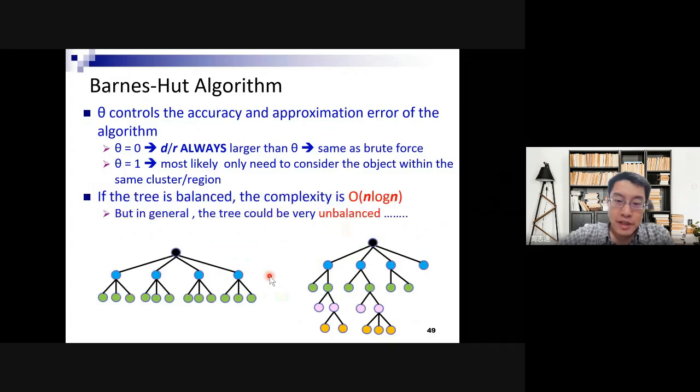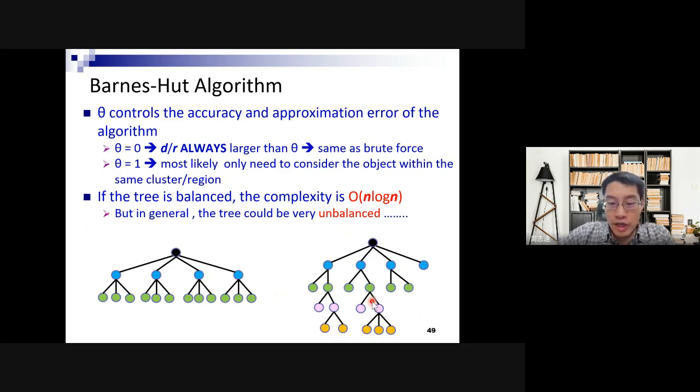And of course, you can imagine with larger theta, you can reduce your computation time, but your result will be less accurate. You can see this is true for many approximation algorithms for scientific computing or some problem solving application. It's a trade-off between accuracy and computations, or computing power.